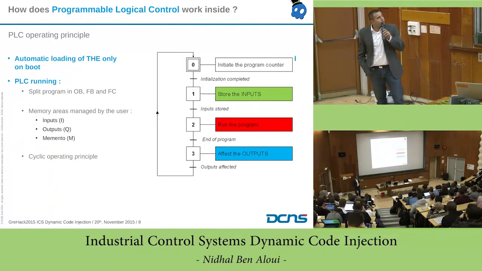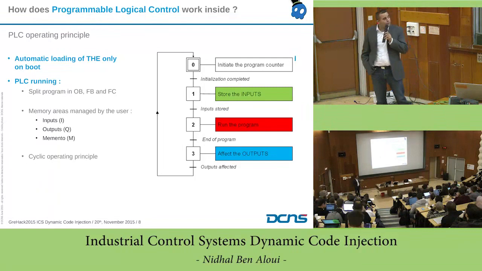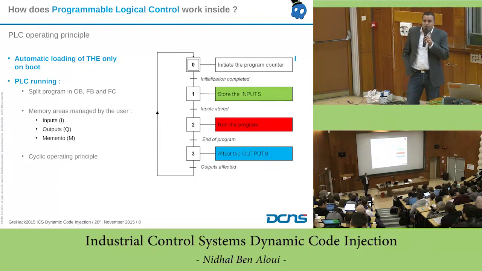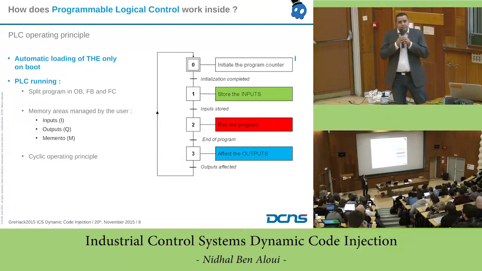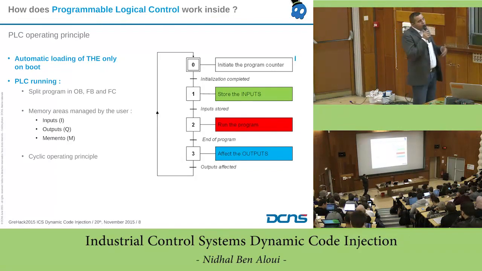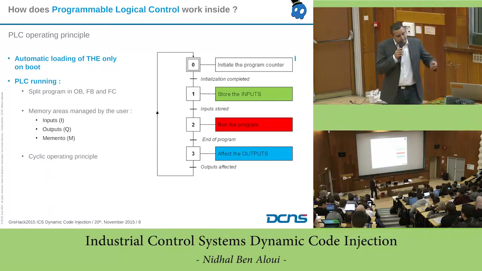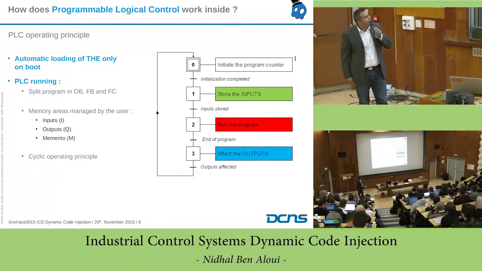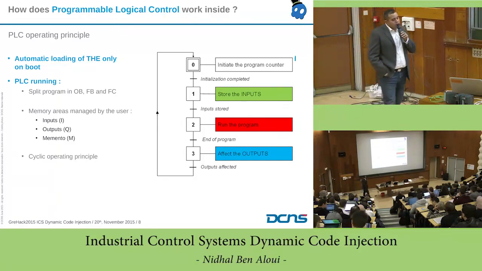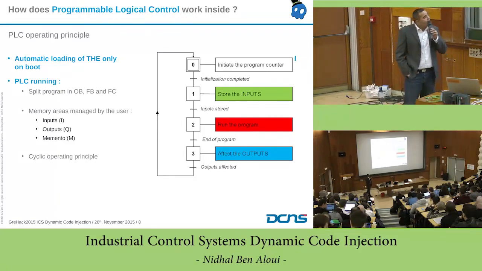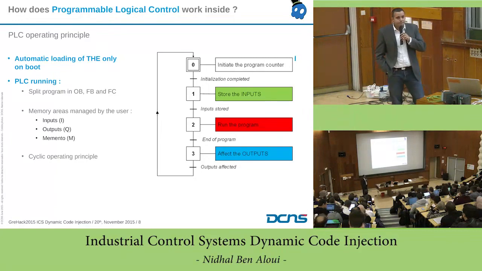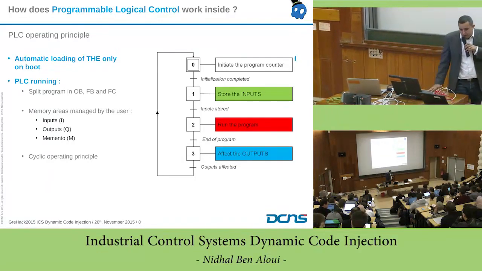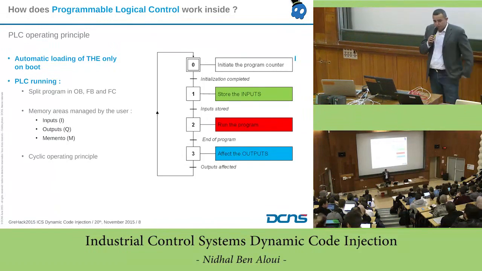Then it executes the program coded by the developer. At the end of the program, the result of the execution gives the output, and this output is put on the output, analog or digital, and they affect them. At the end of the cycle, the CPU comes back to the first state and does it again. So this is the main principle of execution of the PLC.